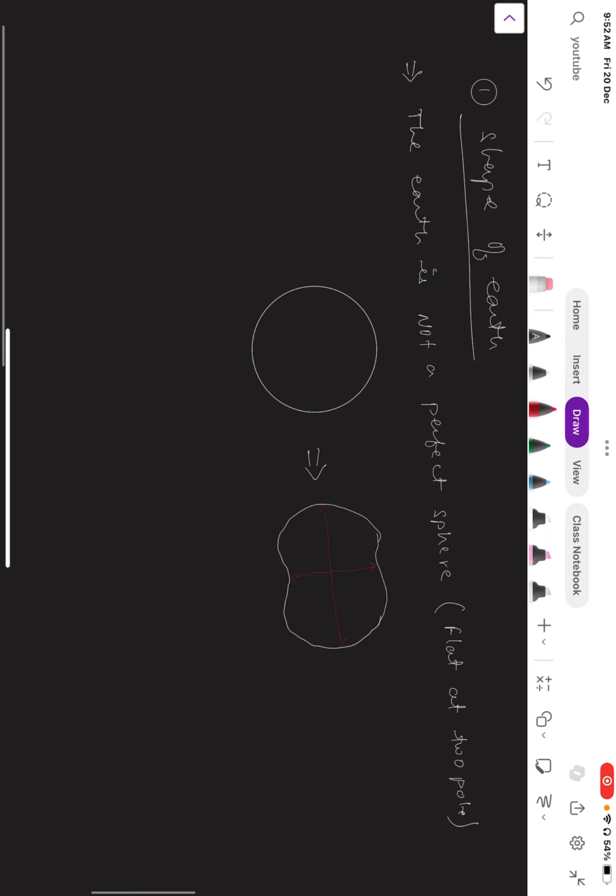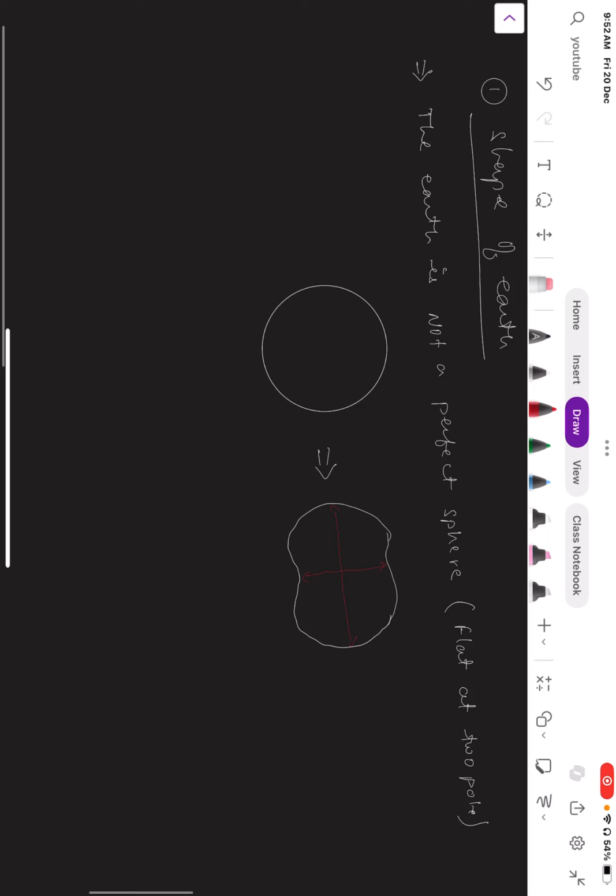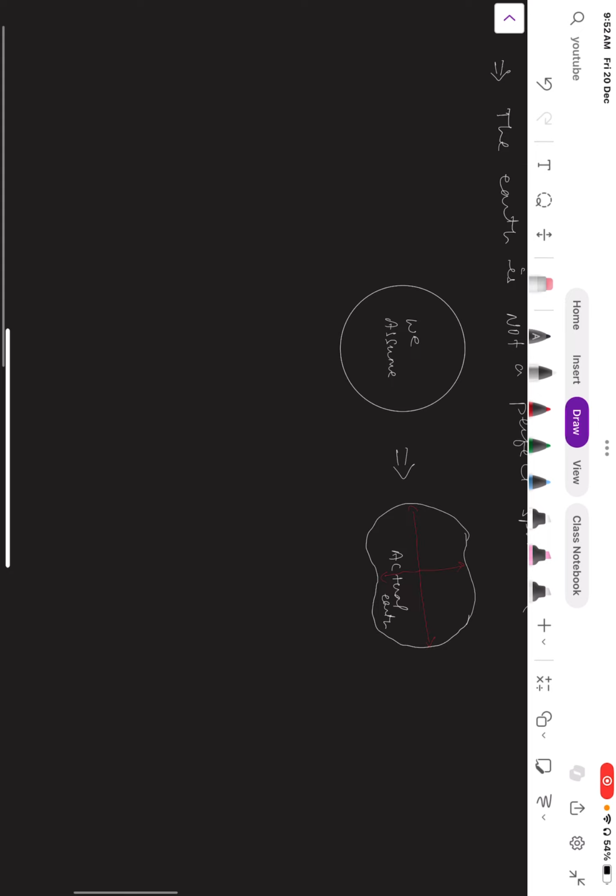Okay, this is what we assume, and this is the actual earth. That's why this radius becomes r plus 21 kilometer, 21 kilometer more, and this radius becomes only r, smaller.